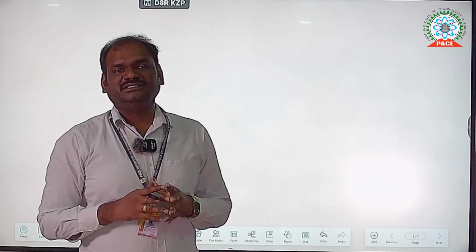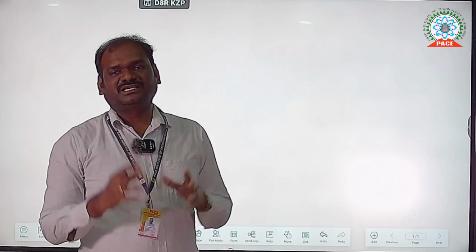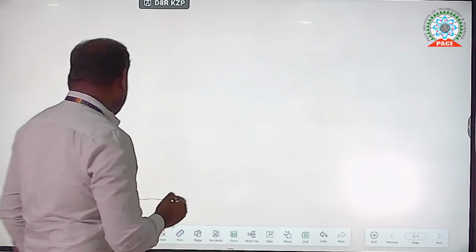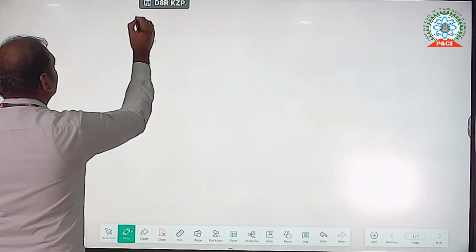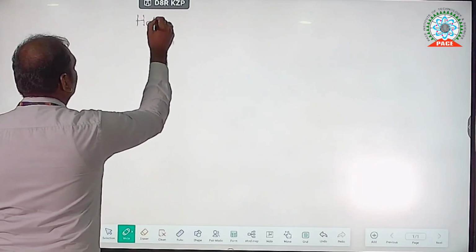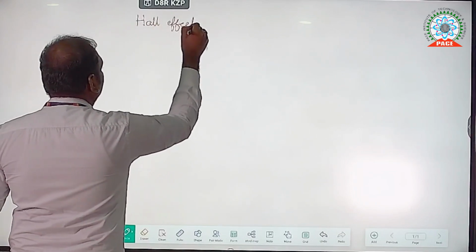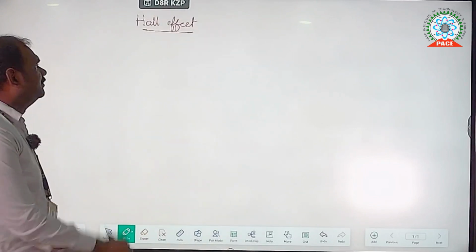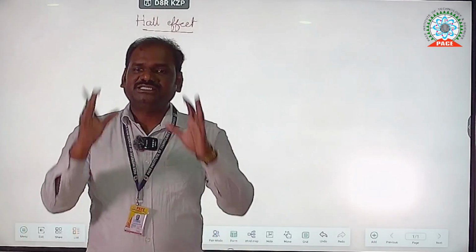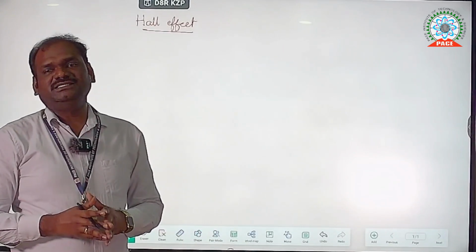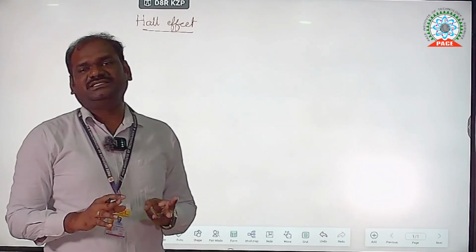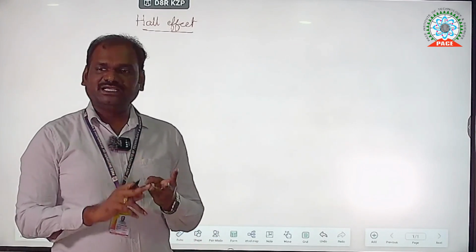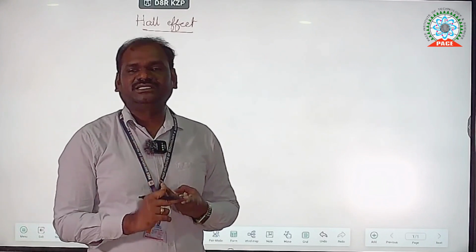Now, I wish to explain about the Hall effect, very important in the case of semiconductors. Before discussing the Hall effect, what is a semiconductor? A semiconductor is one of the three categories of solids. Solids are basically categorized into three types: conductors, semiconductors and insulators.